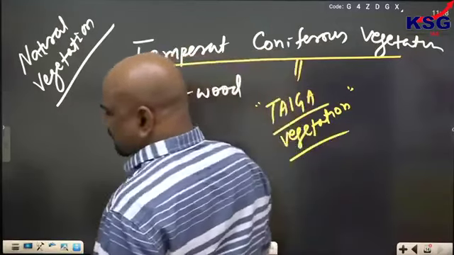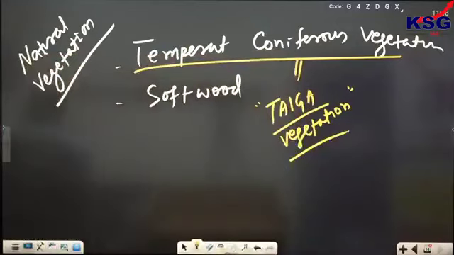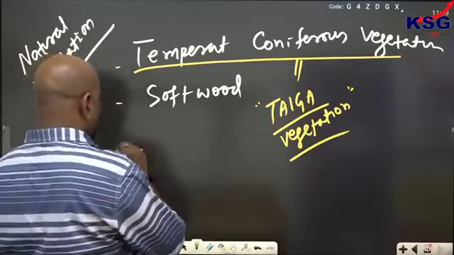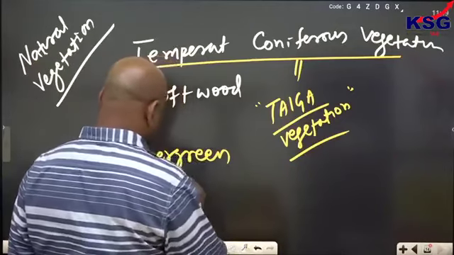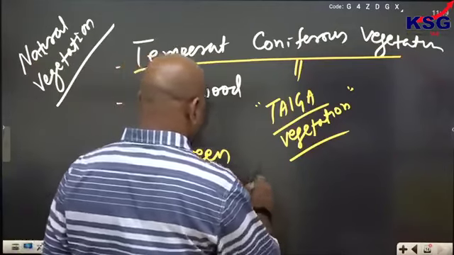We usually call these softwood. Taiga vegetation is a softwood. In this case, you have the softwood here. Now, the cool temperate type of vegetation you will have is like softwood. They are mostly evergreen coniferous vegetation, which is called taiga. I said this is softwood, evergreen coniferous vegetation.